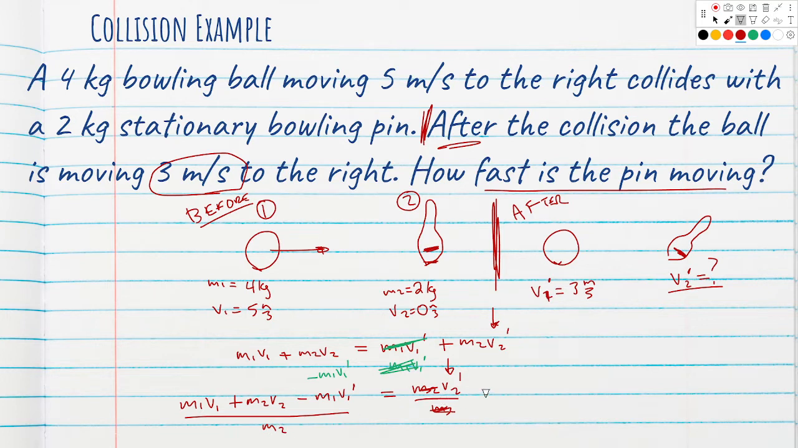And I could put my numbers into that. I'm going to come over here just because of room. Those numbers are on our picture, so we just fill them in. I've got 4 kilograms times 5 meters per second plus M2 times V2. That would be 2 kilograms times 0 meters per second. You can see that's going to cancel out, 2 times 0 is 0. Minus mass 1, the ball, 4 kilograms times its new speed, 3 meters per second. And all of that is divided by mass 2, which was this 2 kilograms right there. That's the number that we're looking for.